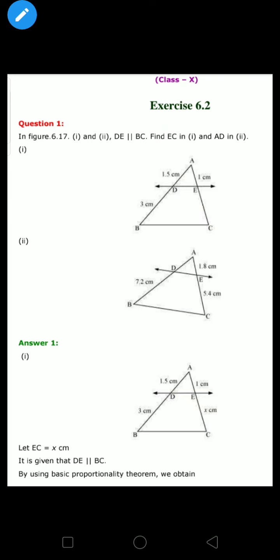Good morning, students. Today we will start exercise 6.2. In the last video, I told you Thaler's theorem. What was Thaler's theorem? First, we will revise. Then after, we will go to the question answer.